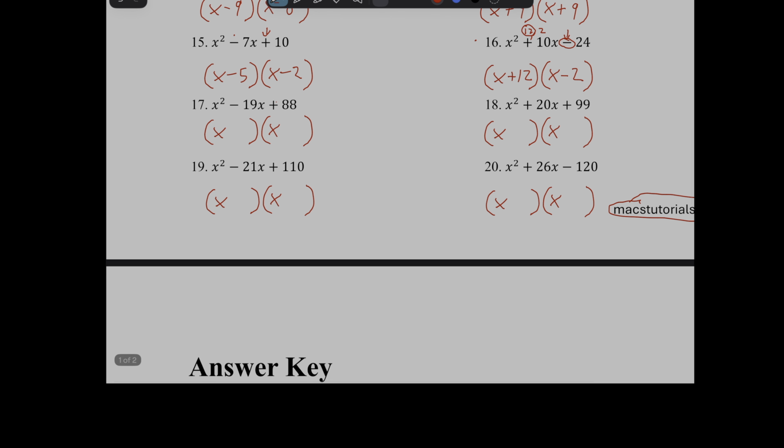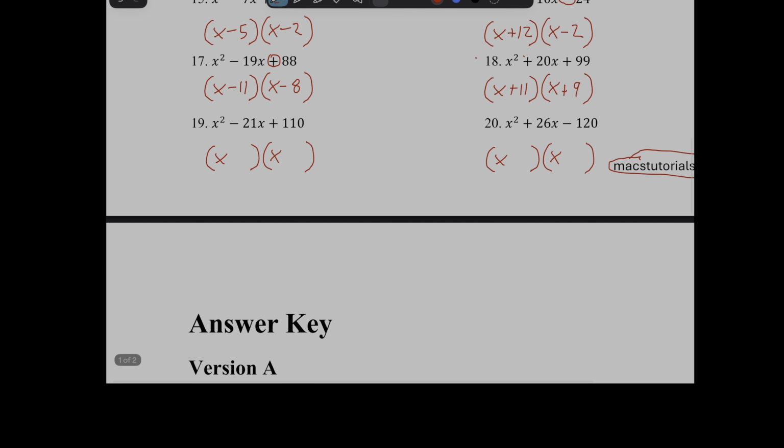Number 17, third term is positive. Signs are the same. Take the sign of the middle number. What multiplies to 88 and adds to 19, that would be 11 and 8. Number 18, third term is positive. Signs are the same. Take the sign of the middle, so it's going to be plus plus. What multiplies to 99 and adds to 20? Well, I see that 99, so my brain wants to go 11 first, and sure enough, it does.